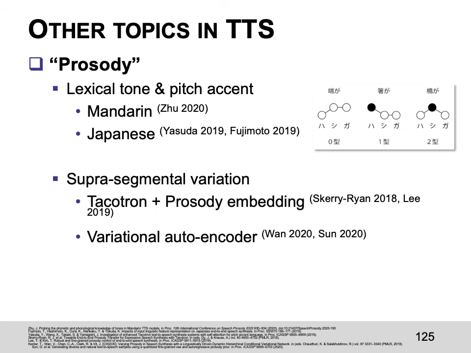In terms of prosody, there are papers focusing on segmental prosody, for example, the lexical tone or the pitch accent. Most of these papers are focusing on pitch accent languages or tonal languages, such as Mandarin or Japanese. In terms of the supra-segmental variations, there are also papers combining the prosody embedding with the Tacotron-based systems, and also systems using variational autoencoders to extract the prosody embeddings from the reference speech.